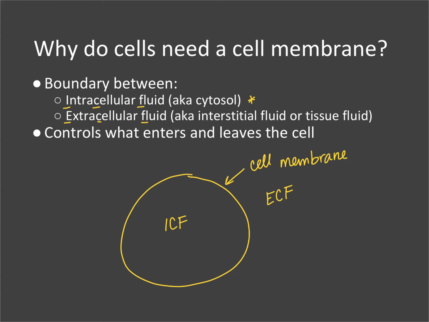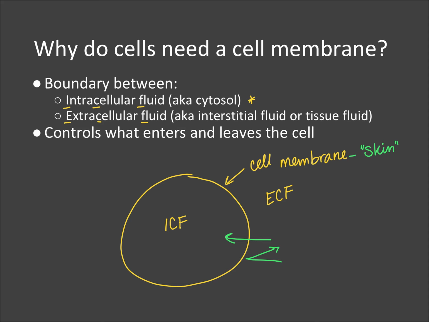Now, different substances have to be able to enter and leave the cell, but there are other substances that maybe should not be able to get into the cell. And so that's kind of where the cell membrane comes into play. So it's kind of like a skin in the sense that some stuff can cross through it, other stuff cannot.